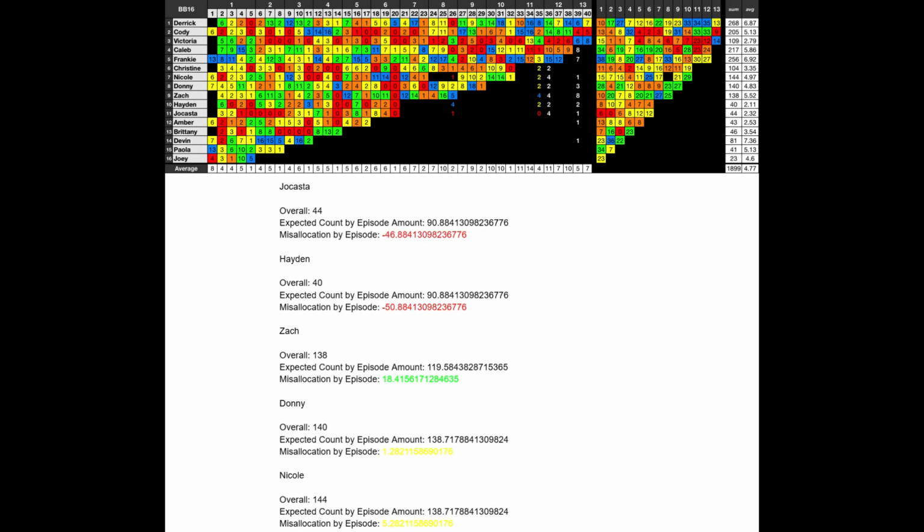Things only get worse from here, as Jocasta has 44 diary rooms, but her expected count by episode amount is 90.88, causing a negative 46.88 misallocation. So she is literally missing more than half of the diary rooms that she needed as well, so hers is even worse than Amber's. And this isn't the worst one of the season yet either.